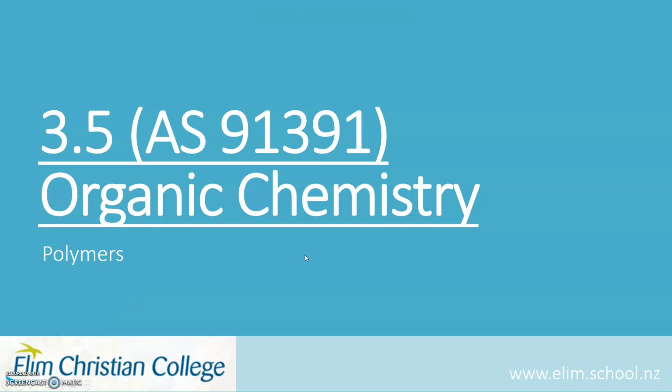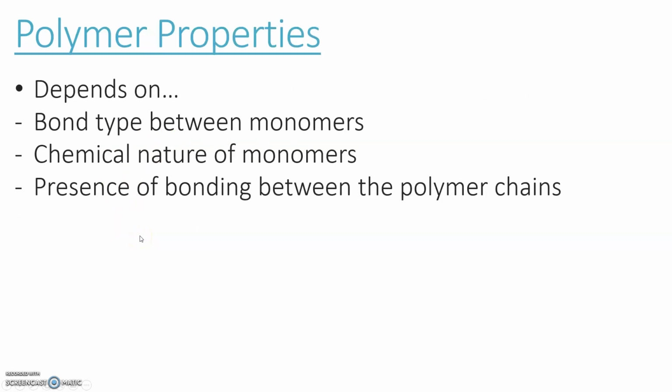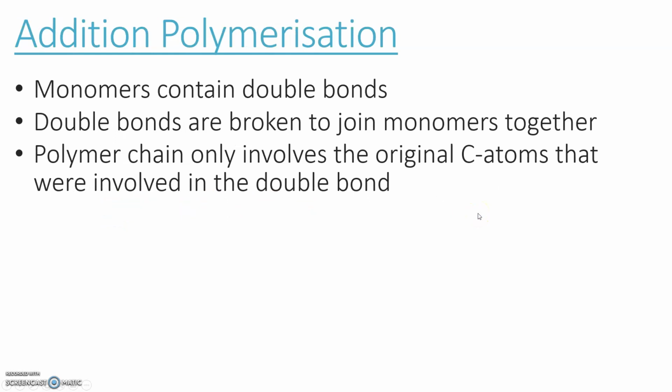Right, let's have a look at polymers. What are polymers? Polymers are macromolecules, in other words, large molecules, made up of many simple repeating units, which we call monomers. And we're going to look at two types of polymers, addition polymers and condensation polymers. The properties of the polymer depend on the bond type between the monomers, the chemical nature of the monomers, and the presence of bonding between the polymer chains.